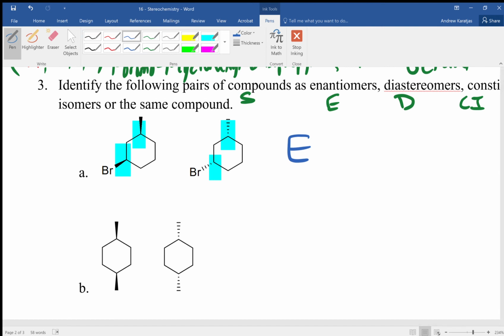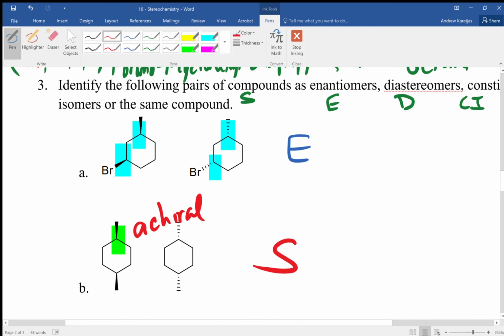In part B, this one looks a lot like part A. It looks like we've inverted our stereochemistry again. But are there any chiral centers here? So if you look at this carbon, for example, it's got two identical substituents. And so these are not chiral molecules, and therefore they're going to be the same.